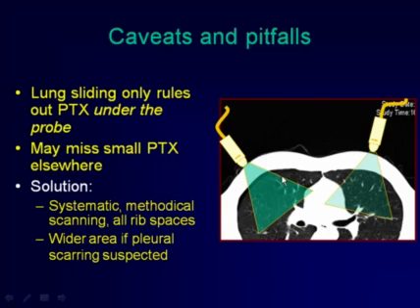Most people, if they don't have pleural scarring, if they're lying in a supine position, will regardless of where their pneumothorax is when they're standing, form the space of the pneumothorax anteriorly, just due to the weight of the lung falling away from the anterior chest wall. Nevertheless, lung sliding, it should be remembered, only rules out pneumothorax under the probe.